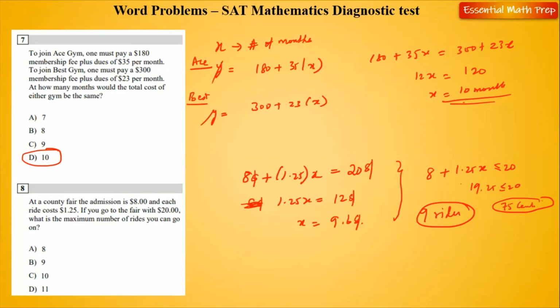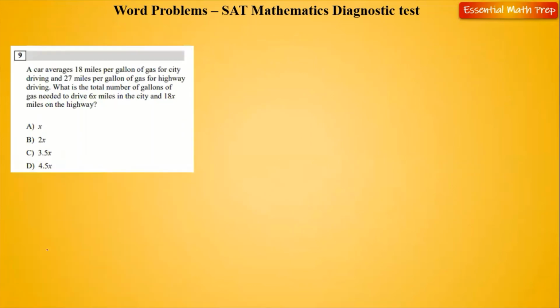So you can do it two ways. You can either substitute 9 back into this expression and you'll see it's less than $20. He cannot exceed the $20 that he had, right? So to make it a 10th ride, he should have had $20.50. So you can do either the substitution method or the inequality method. Both of them give you the same answer. So the number of rides would be 9.